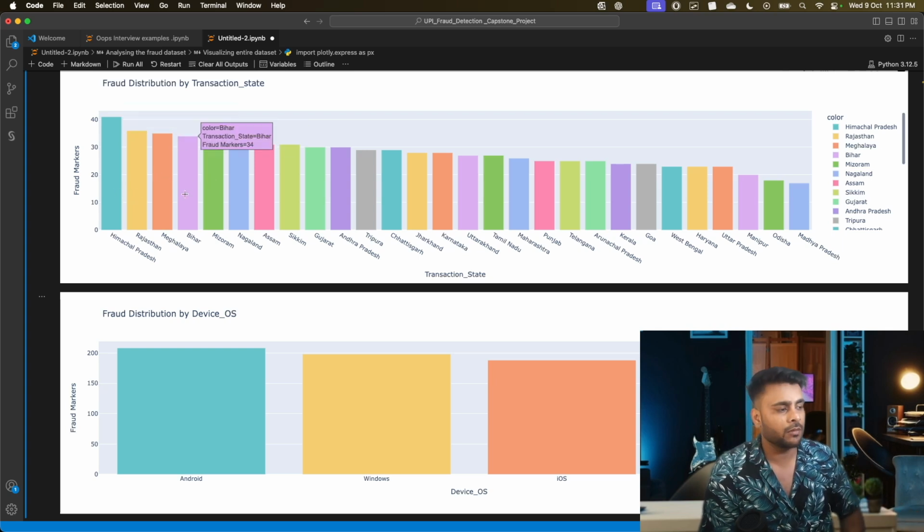Which means maybe we want to look at what exactly is happening in those states when it comes to those transactions. Are there any certain factors which are contributing towards these UPI transactions being fraud? Okay, so we might want to look at that.